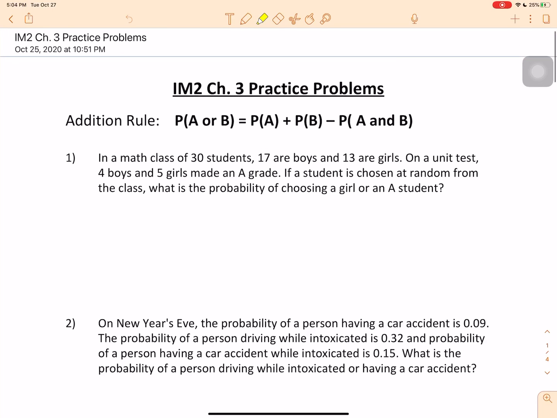Here is a Chapter 3 review, essentially. So these are practice problems from Chapter 3. The first Chapter 3 practice problems we'll do are based on the addition rule.